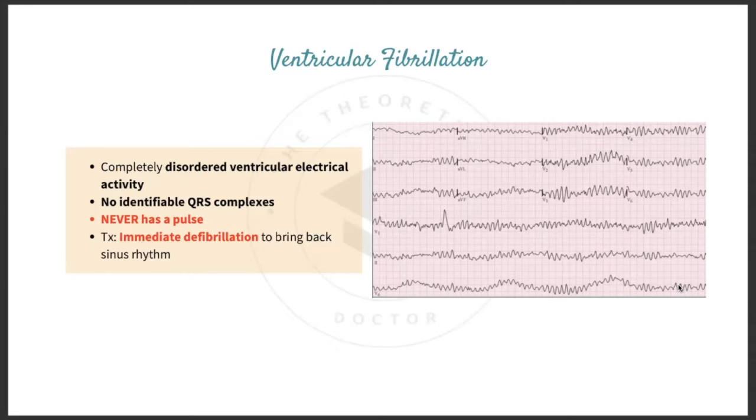Okay, so ventricular fibrillation. Ventricular fibrillation is completely disordered ventricular electrical activity. There are no identifiable QRS complexes because you can't see anything. And the patient usually doesn't have a pulse. In this case, immediate defibrillation to bring back sinus rhythm. Remember, defibrillation. When do you do a DC cardioversion? If the patient first has a pulse, second is hemodynamically unstable.